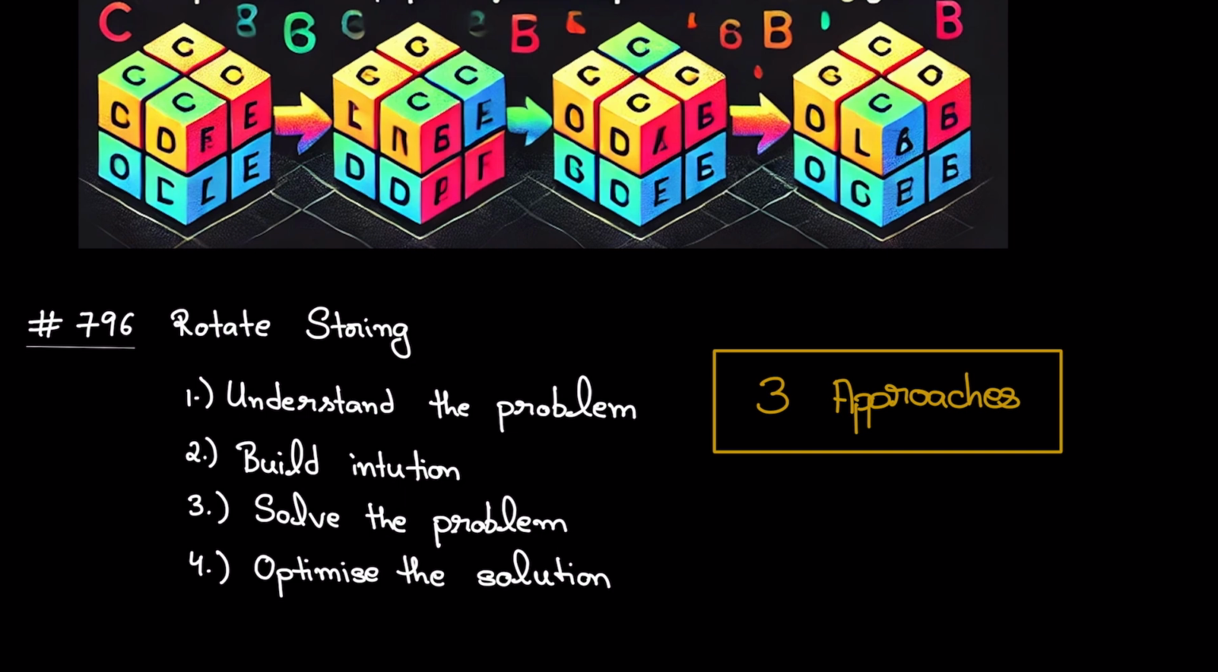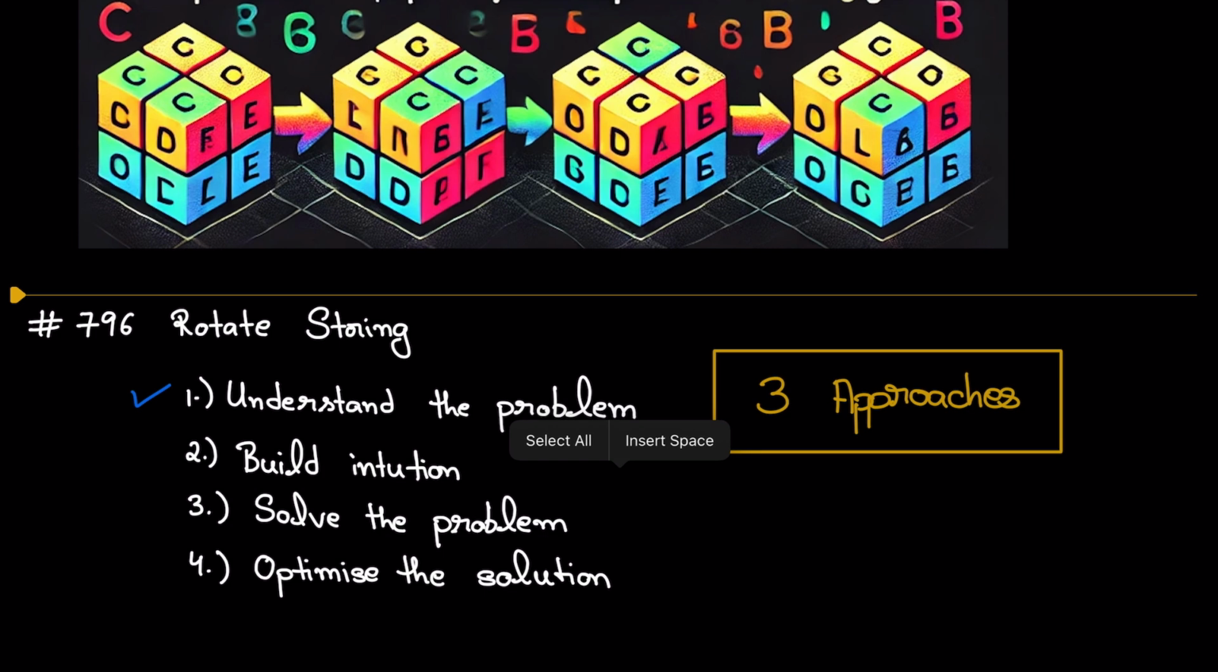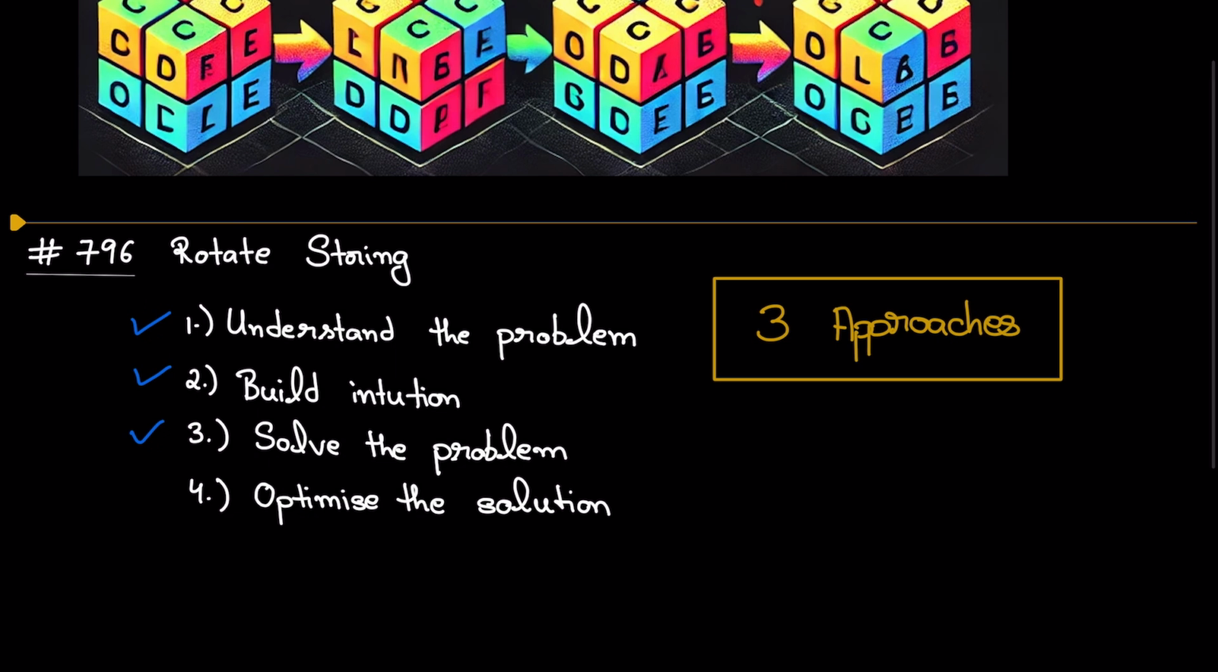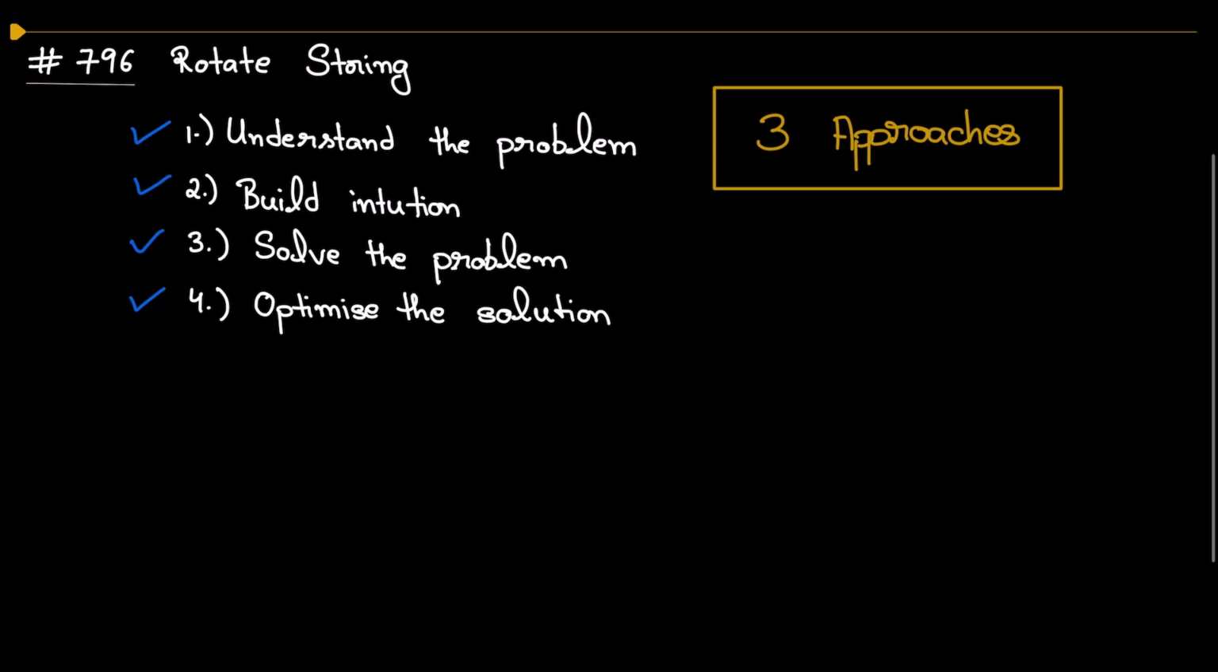We will solve this problem in 4 steps. First, we will understand the problem, that is, what the problem is asking us to do. Second, we will build the intuition for the problem, that is, how should we approach the solution. At the third step, we will actually solve the problem and come up with a solution. At the fourth step, we will see if our solution can be further optimized to get a better solution. For this specific problem, I will show you 3 approaches to solve this, each approach with its pros and cons. Now let us jump to the solution.